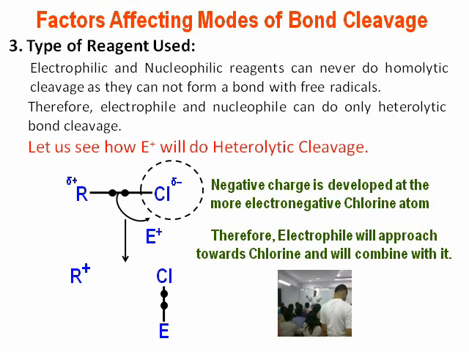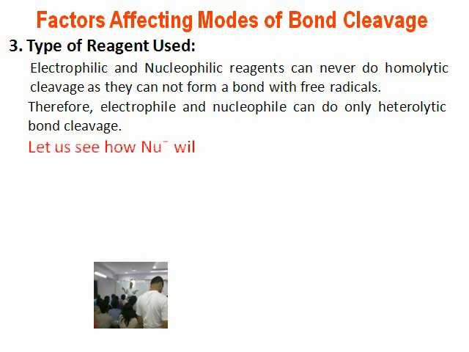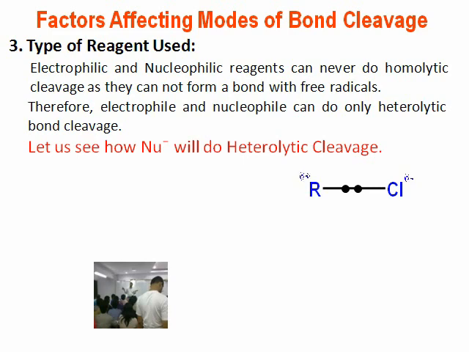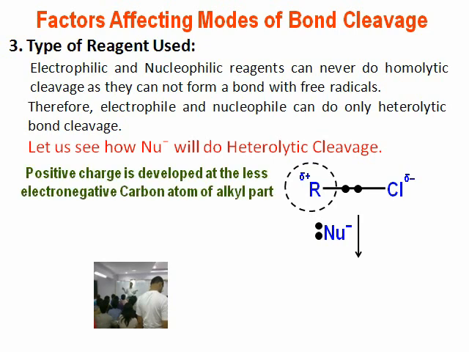Let us now see how nucleophile will do heterolytic cleavage. This is RCl molecule, delta positive charge on alkyl part, delta negative charge on Cl. This is nucleophile. Nucleophile will approach the delta positively charged carbon atom of alkyl part.